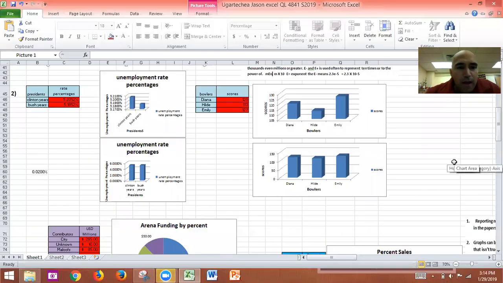Here for number 2, we have the unemployment rate and percentages during the years of presidency for Bill Clinton and George Bush Sr. No, I'm just joking. Anyways, basically, we're trying to figure out what's going on with these rates. They're wondering, is it misleading information? And what's going on with it?